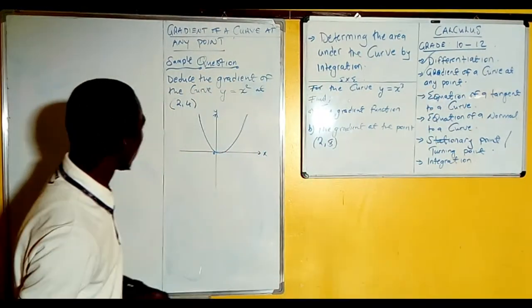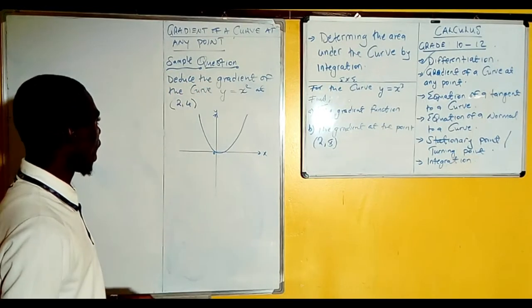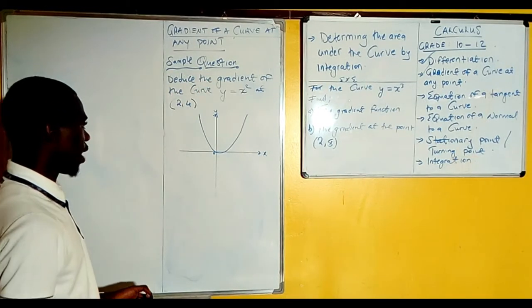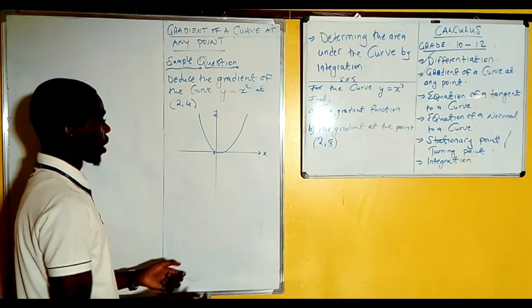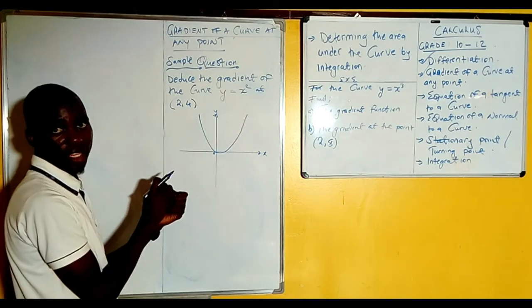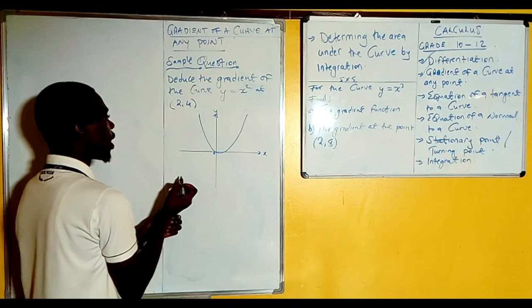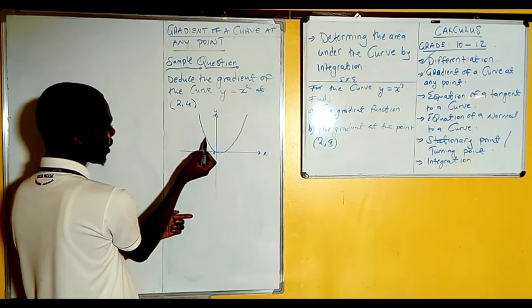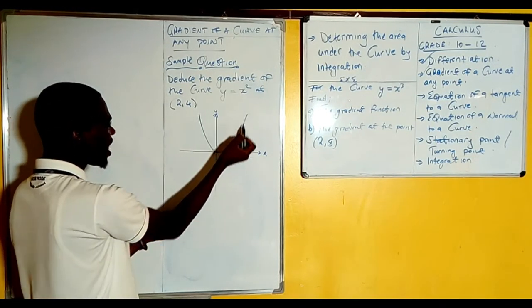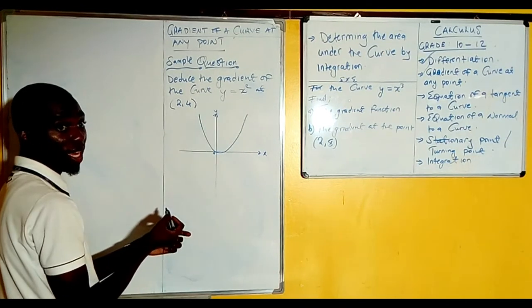So now, before we look at the sample question, I have an example of a curve, because some of you might be wondering. So a curve will look something like this. Now what we are saying is, you can find the gradient here, you can find the gradient there, at any point here, you can find the gradient.